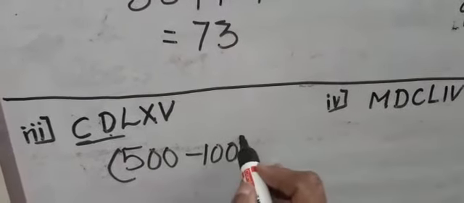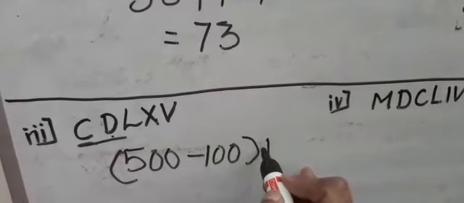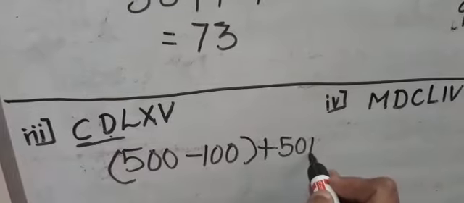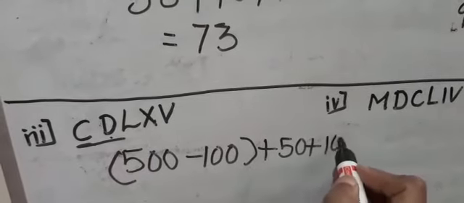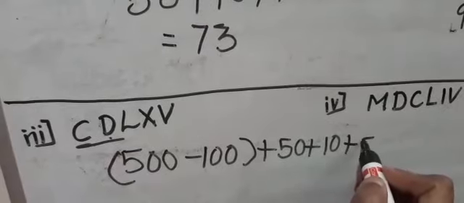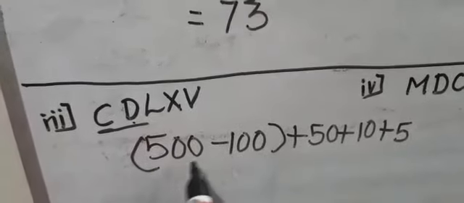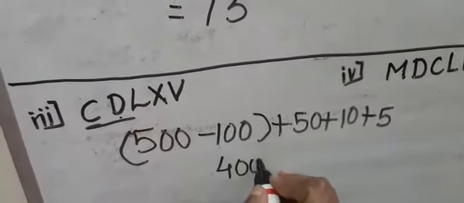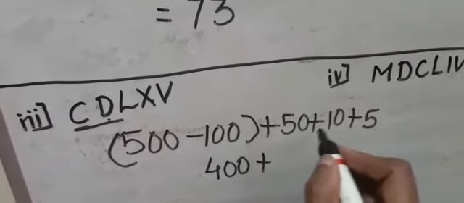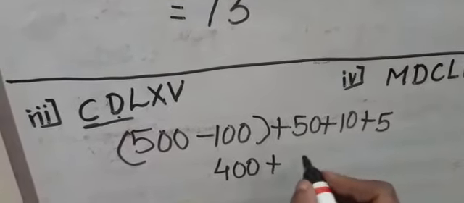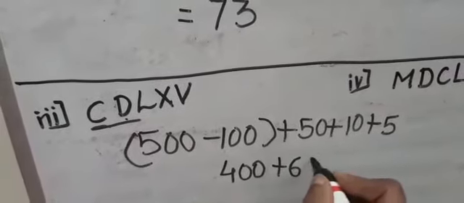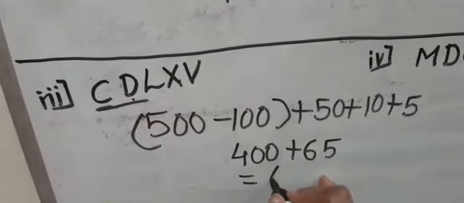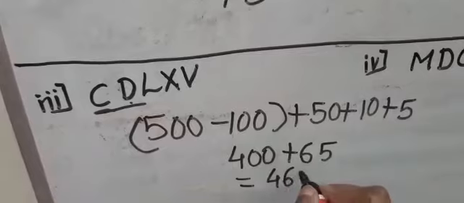Now LXV, all the remaining are in increasing order only. The value of L is 50, the value of X is 10 and the value of V is 5. So 500 minus 100 will give me 400. Now we can add all these 3, 50 plus 10 is 60, 60 plus 5, what will it give me? 65. So this Roman numeral CDLXV is representing 465.